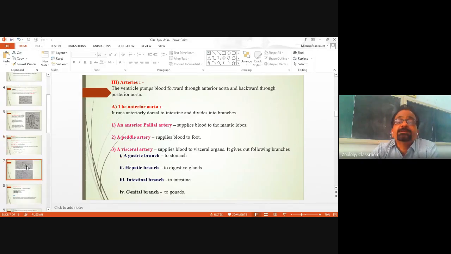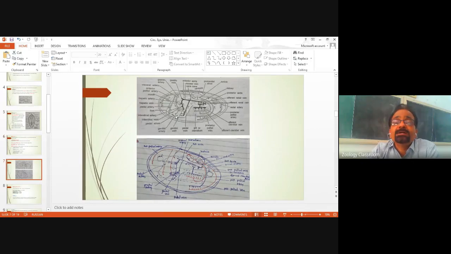See here. Here is the location, and this is the pedal artery. Here you can also see, which is shown in red color. See, this is the anterior pallial artery, which is shown in red color in the diagram which I have sketched. And this is the diagram which is present in the book. The pedal artery supplies blood to the foot. This is the anterior pallial artery, which further breaks down into capillaries and supplies blood to the anterior mantle lobe. Okay.